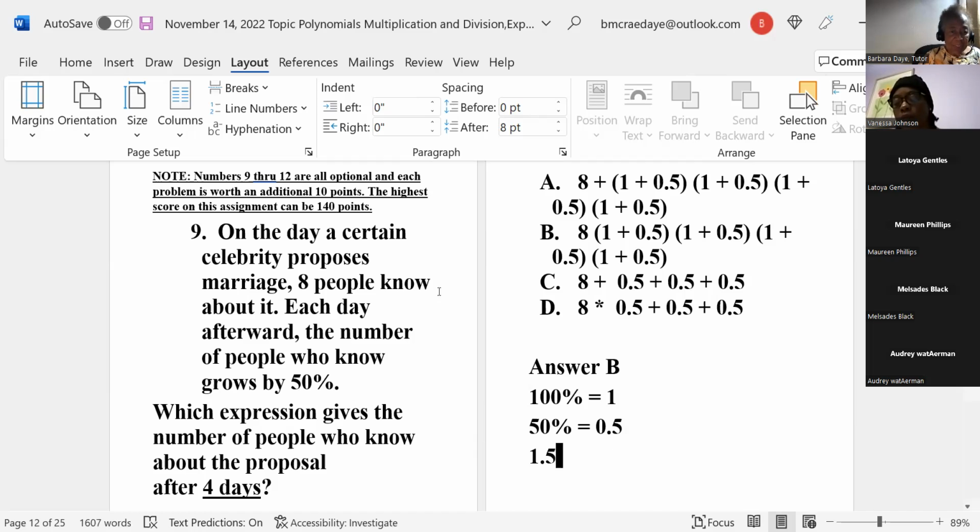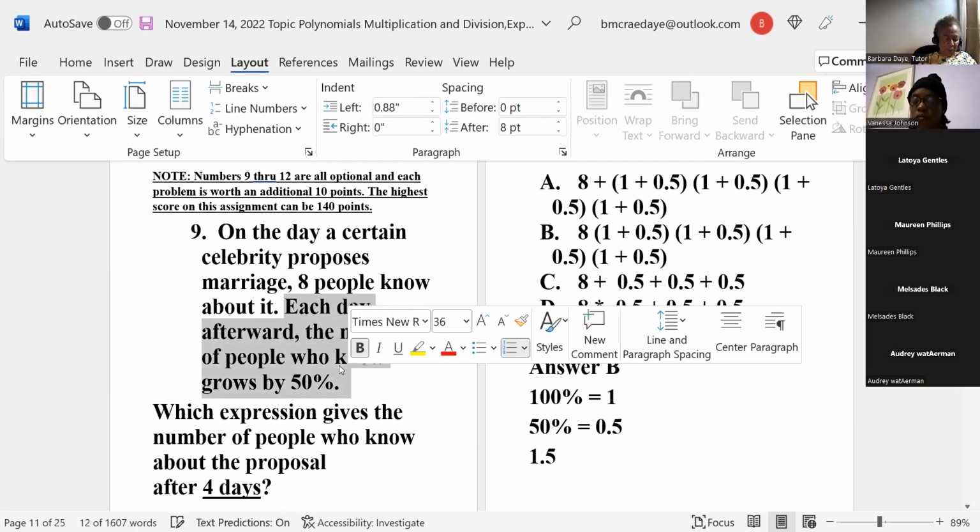Except I said it as 1 plus 0.5. This could have been just 1.5. Got it? So what you say 100% is 1. Right? 50% is 0.5. You say 1. Each day, the number grows by 50%.